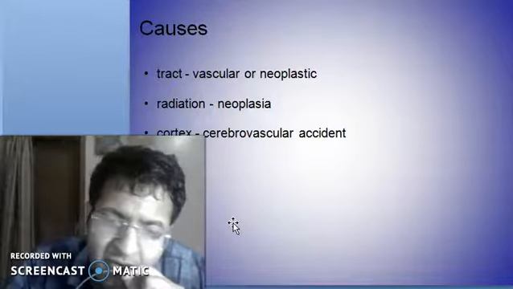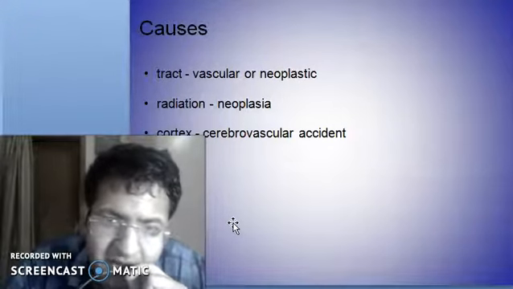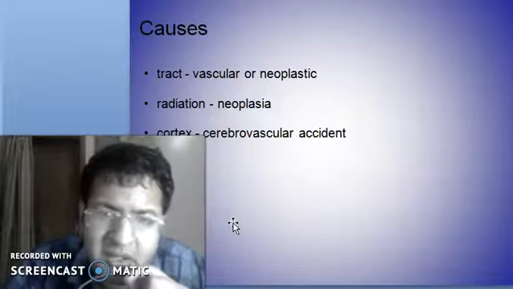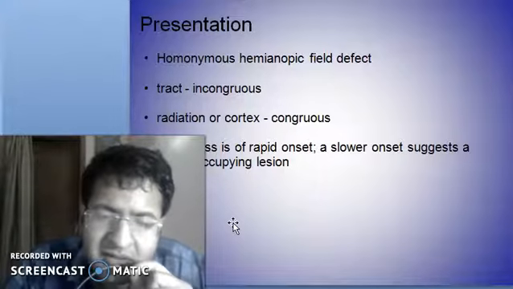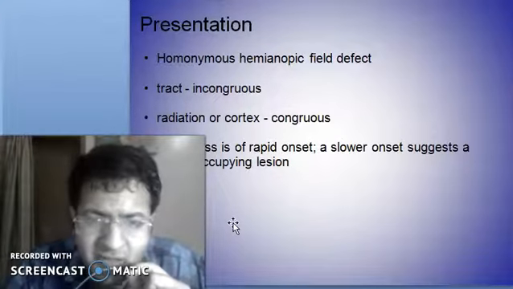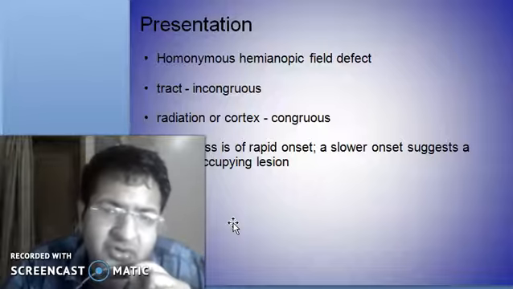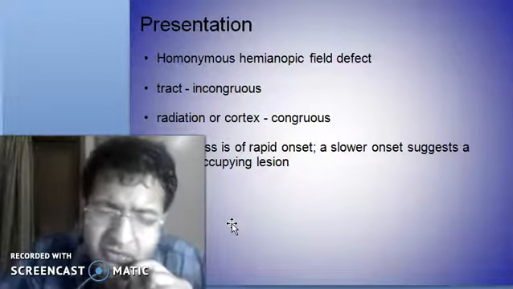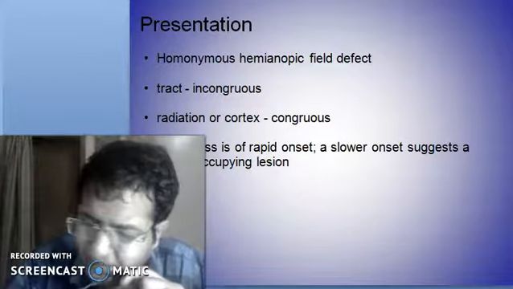We have to remember that when the tract is involved, the cause is mainly vascular or neoplastic. If the optic radiation is involved, the cause is mainly neoplasia, and if the cortex is involved, the cause is mainly cerebrovascular accident. The presentation is homonymous hemianopia in the visual field. If the tract is involved, involvement is incongruous. If the radiation or the cortex is involved, the involvement is congruous. And visual loss of rapid onset or slow onset suggests any space occupying lesion.